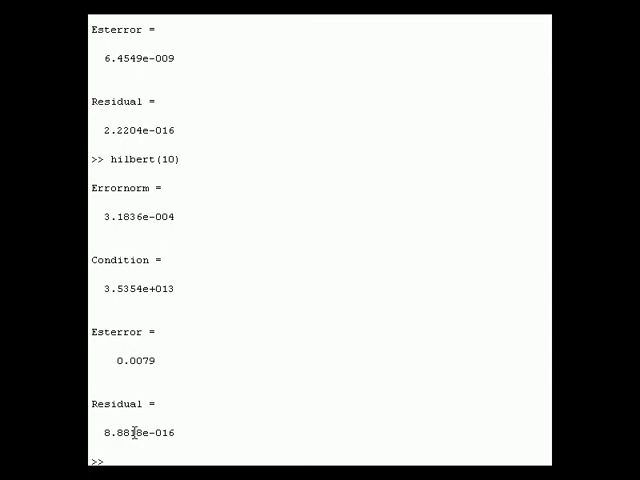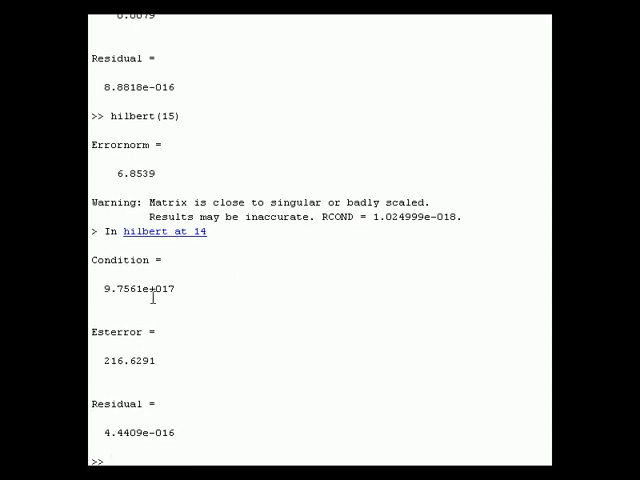But now this funny thing, the residual is still extremely small. Well, let's try one more. Let's try 15 by 15 Hilbert matrix. And now the condition number is 10 to the 17th. That means you lose 17 digits. Our estimate, we lose 17 digits. You only had 15 to begin with. That means your solution is pure garbage.